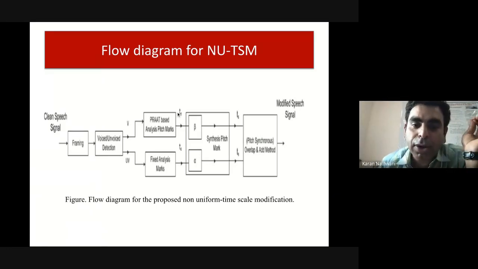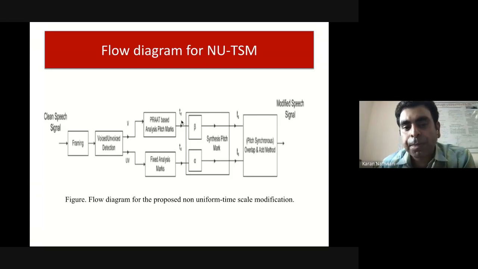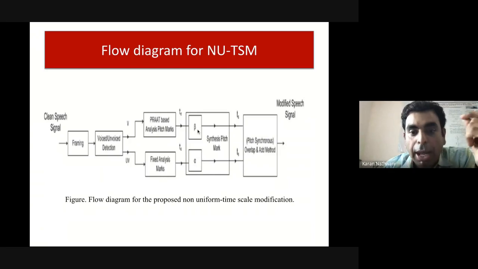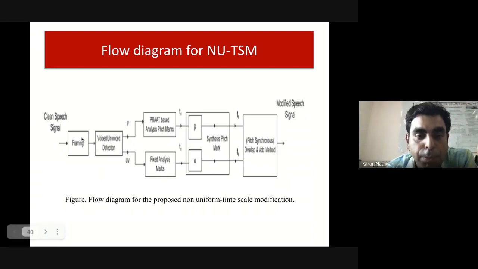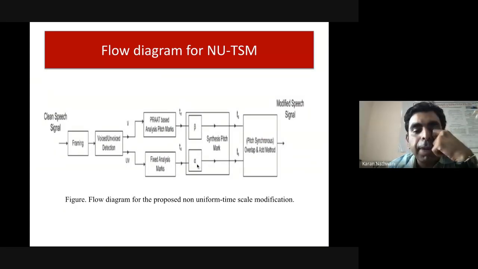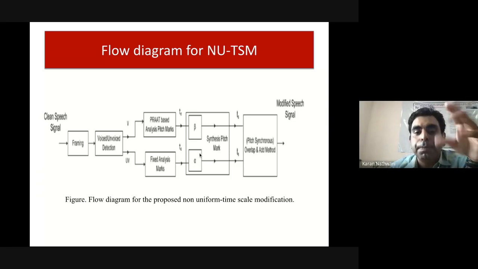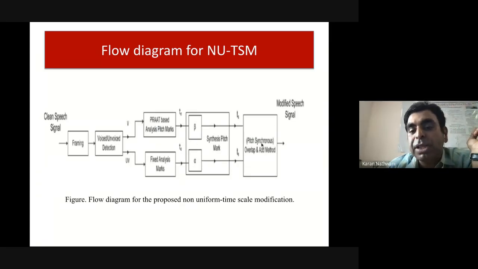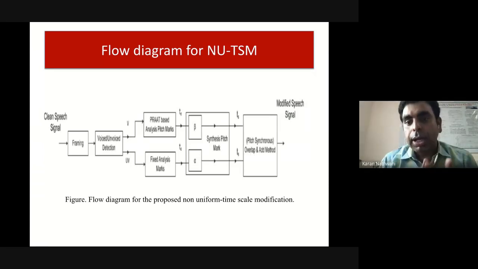Once I got the analysis pitch marks, TA, I shift them by a different amount. I'll scale them by a different amount. For voiced, I'm scaling by beta, and for unvoiced, I'm scaling by alpha. Beta and alpha are not the same. Beta is more than alpha in general. And then I'll do the pitch synchronous overlap and add based method, because this is different from overlap add. Now you have pitch marks also.